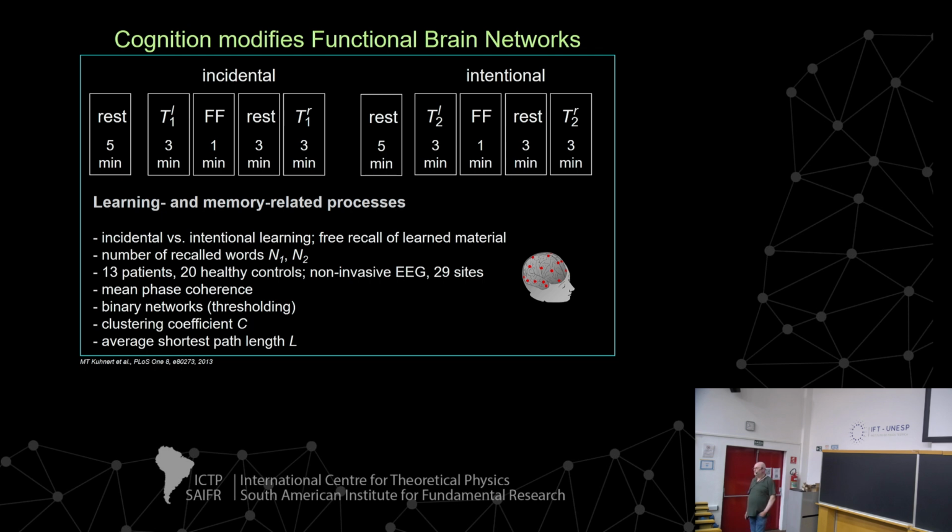Cognition can modify networks. We had some discussions about what is a good way to measure changes or the impact of cognition or other influencing factors. Here we use a very simple scheme, which basically consists of rest conditions. We let the subject alone, they can do whatever they want there. And then you have some tasks here.